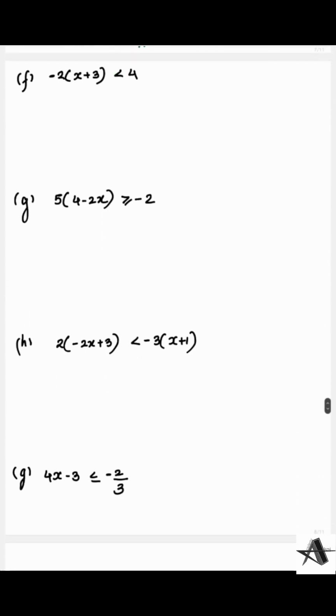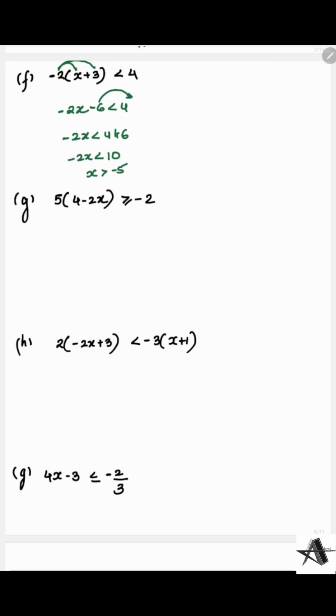Here, for f, g, h, there are brackets, so you're supposed to expand them. On expanding, you'll get negative 2 into x is negative 2x. Then negative 2 into 3 is negative 6 less than 4. Now transpose this onto the right hand side. Negative 2x less than 4 plus 6. Then negative 2x less than 10. Divide both sides by negative 2, and while dividing by a negative sign, you have to flip the inequality. So x is now greater than 10 over negative 2, which is negative 5.